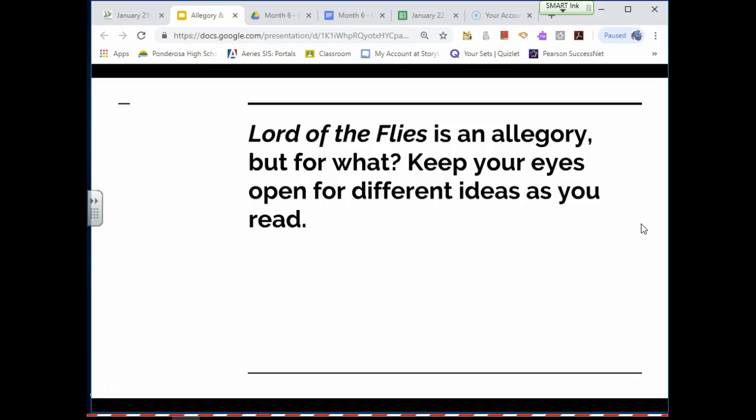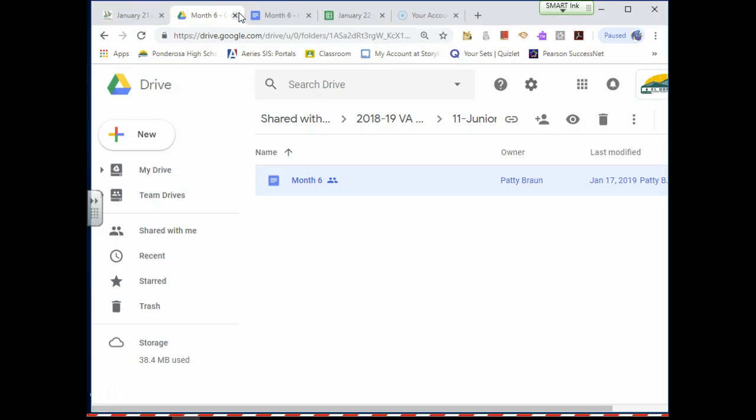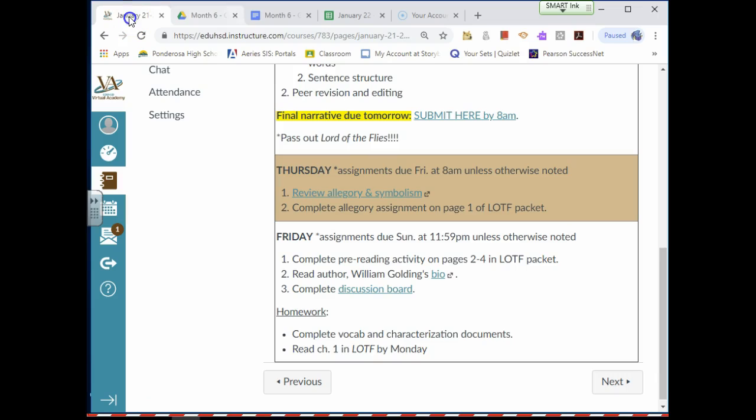It can be an allegory for like 11 different things. So as you guys read, I want you to kind of figure out, what do you think the allegory is? What do you think the symbolic meaning of the story is? It's not just about some kids stranded on an island. Okay? Each character represents someone else. Right? Okay.